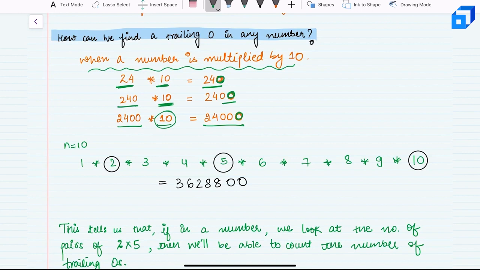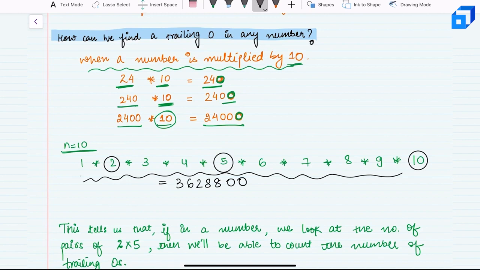So here there's an observation to make: a number, if multiplied by 10, will give us a trailing zero. For example, if n is equal to 10, then this is the factorial of 10: 1 into 2 into 3 into 4 into 5 into 6 into 7 into 8 into 9 into 10. The factorial is this, and we can see that there are two trailing zeros.